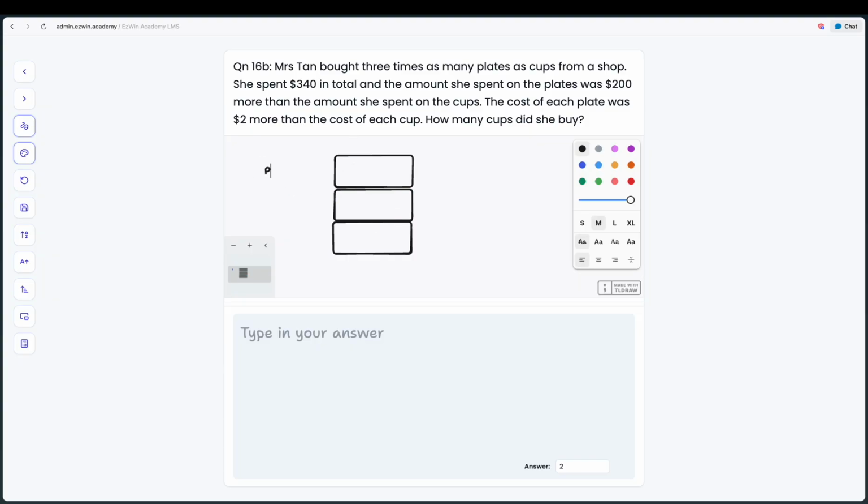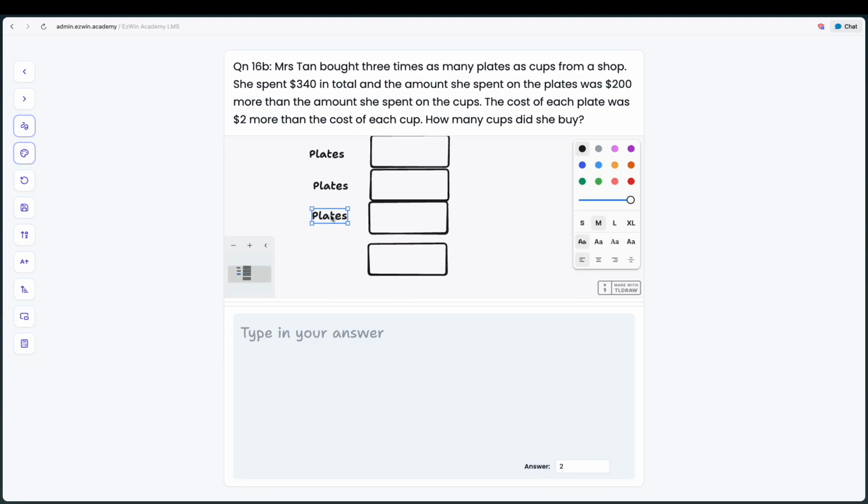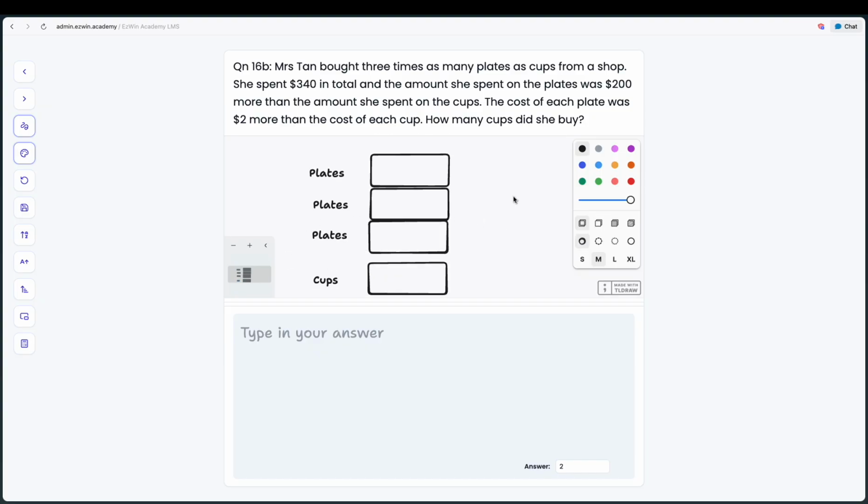So I'm going to write here plates, and the plates, so 3 times as much as the cups. So I see over here, right, the cups. Okay, cups. All right, then another clue is that the cost of each plate was $2 more than each of the cups.